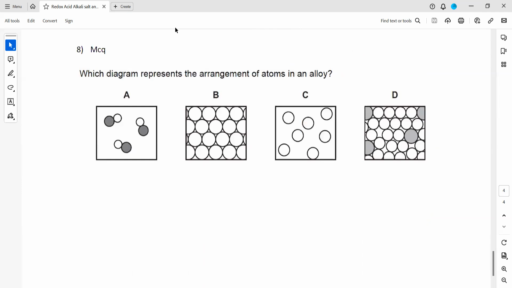In question 8, which diagram represents the arrangement of atoms in an alloy? Alloy means a mixture of metals. First, which one is representing a regular arrangement? Either B or D. A and C are not representing a regular arrangement. But to be an alloy, there should be different types and different sizes of atoms. So B is representing a pure metal, D is representing an alloy.